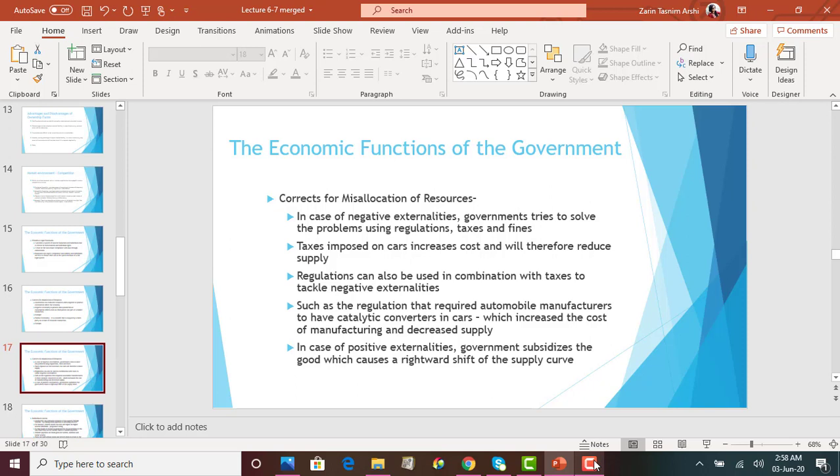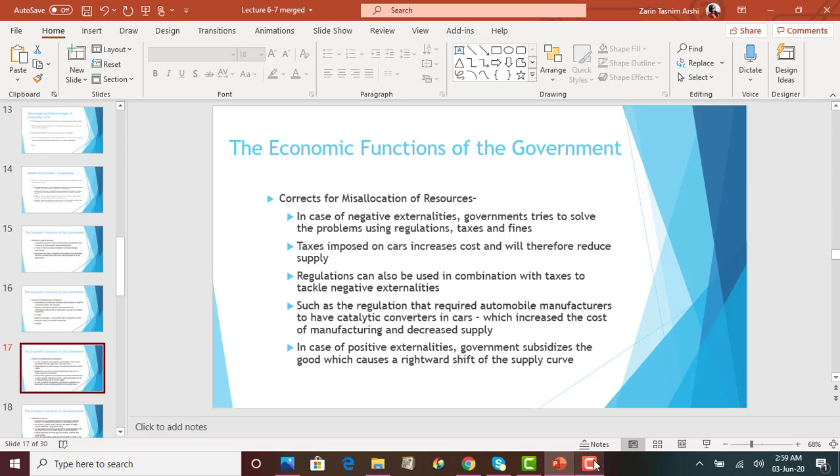Another is regulations. Regulation means like Tom is the manufacturer of a car, but the government comes and says, hey, in order to manufacture a car you need to put a catalytic converter in your car so it produces less emissions. So if Tom has to put a catalytic converter in the car, that means his cost of production will go up. It will cost him more to produce the car, so it will probably discourage him from producing more cars. So that's another way the government can reallocate resources in terms of negative externality.